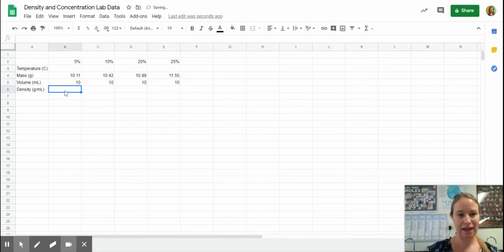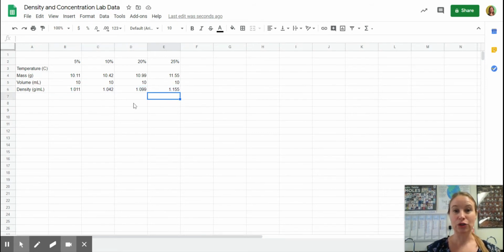For the density, this is a handy little trick. I'm going to enter an equation here. So when I hit the equal sign, now it's ready for me to input an equation. And we know that density is mass over volume. So I'm going to hit the mass box divided by the volume box and hit enter. And that is the density, 1.011, which makes sense because water is 1.00. And since we added 5% salt, it's just slightly higher than that. Now, if I go over to the corner of the box until I get the cross symbol, I can drag that to the right, and that's going to copy this equation for each column. And I automatically have all of the densities done.